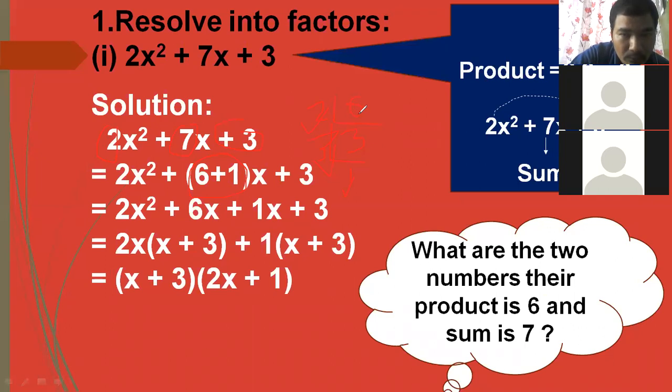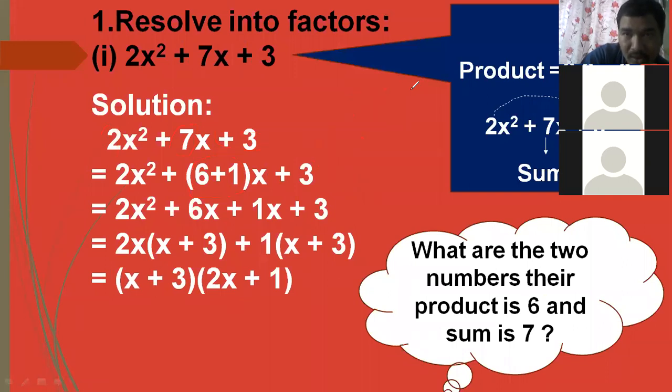We have to make the two factors of 6 whose sum is 7. Those two factors of 6 are what? 6 and 1. Okay. Now open the bracket, then you can factorize this one. Clear, children?